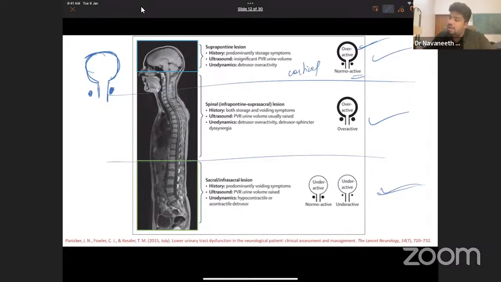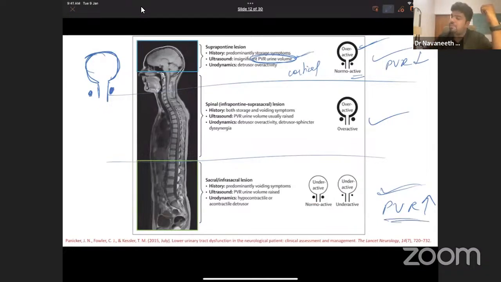So here the post-void residual volume, PVR, is very low. Everything goes out because the detrusor is contracting vigorously. Any amount of urine that goes into the bladder from the ureter gets exited very quickly. So the PVR is minimal. In contrast, in sacral, PVR will be very high. Why? Because it's not able to void. In infrasacral lesions, because there's a voiding problem, a parasympathetic problem, and nothing is able to go out, the bladder will become big, and the post-voiding volume in the urinary bladder will be high.